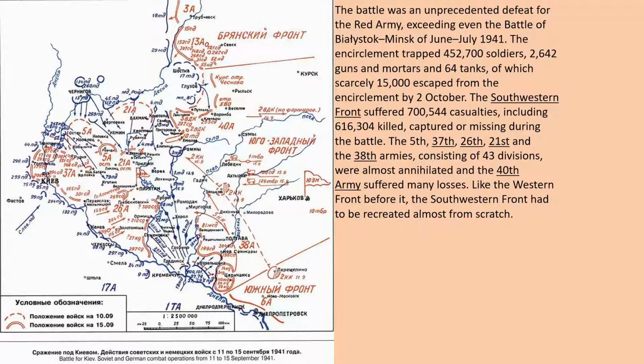Incredible carnage and destruction to the Red Army, and of course, this was a major success for the Wehrmacht. Like the Western Front before it, the Southwestern Front had to be recreated almost from scratch. Here is a map of the Battle of Kiev and the encirclement.